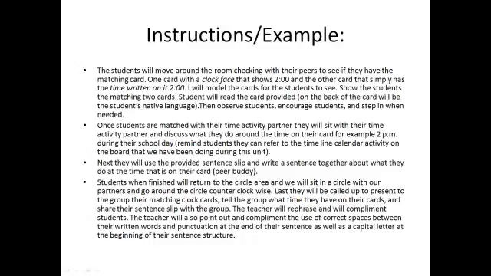Students, when finished, will return to the circle, and we will sit in a circle with our partners and go around the circle, of course, counterclockwise. Last, they will be called to present to the group their matching clock cards. They will tell the group what time they have on their cards and share their sentence slip with the group. The teacher will rephrase and will compliment students.